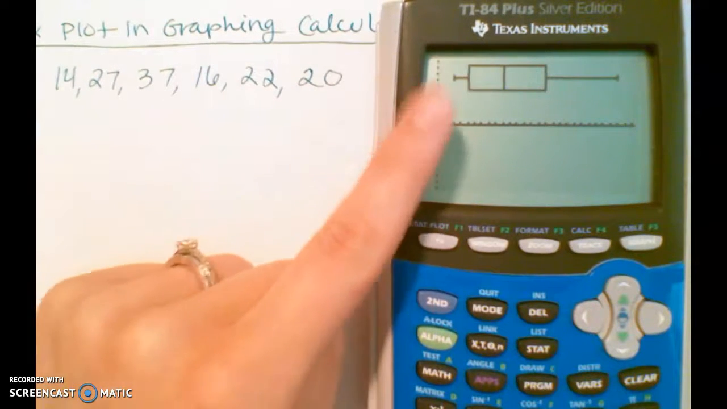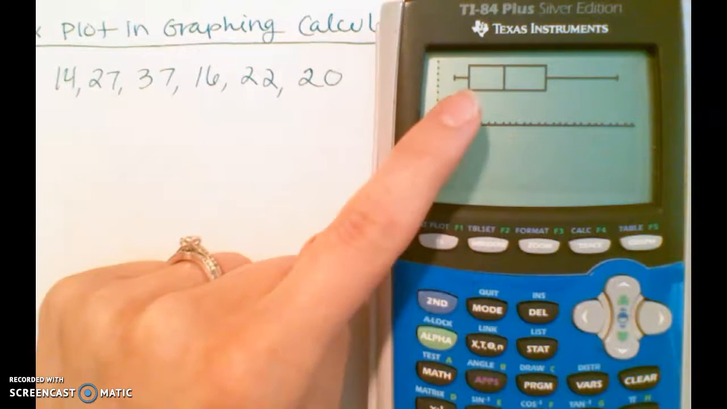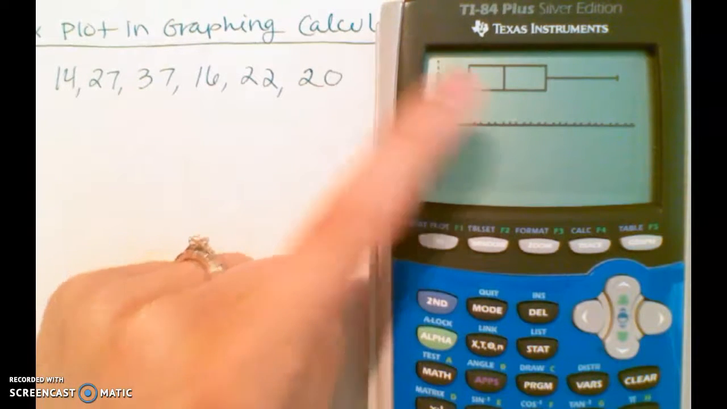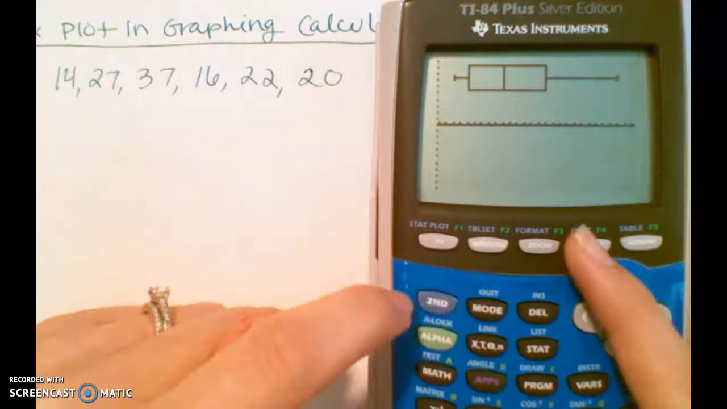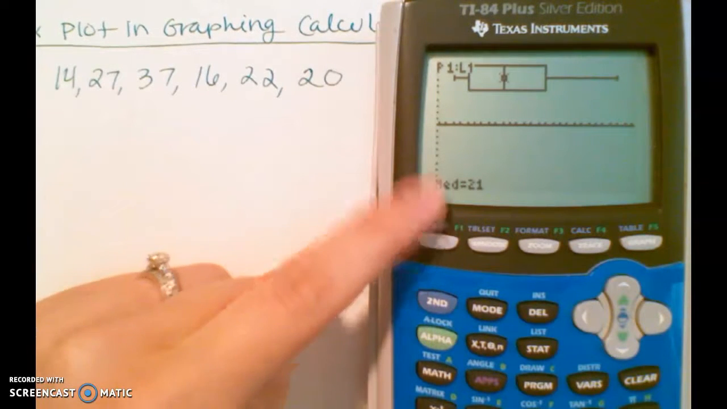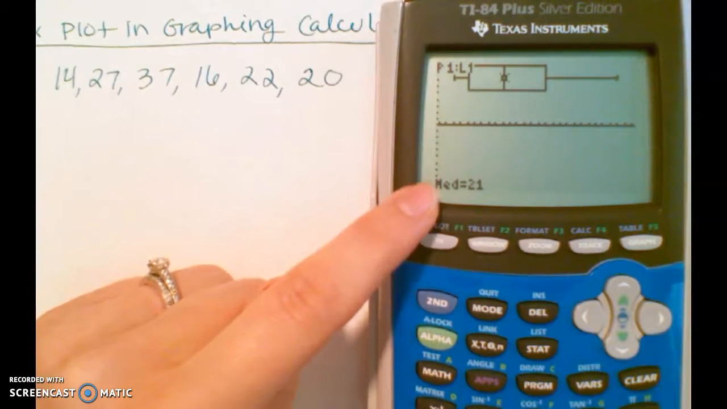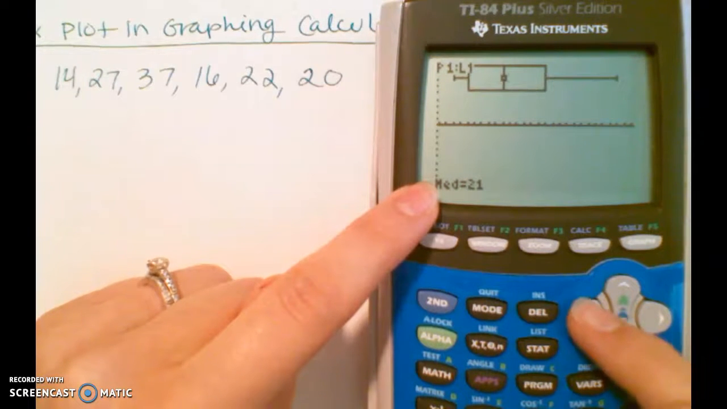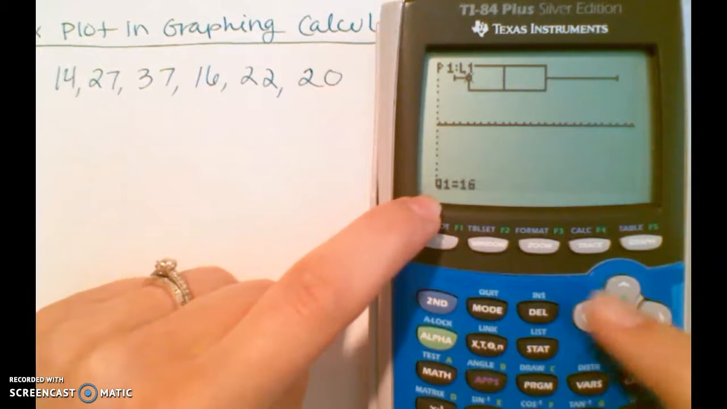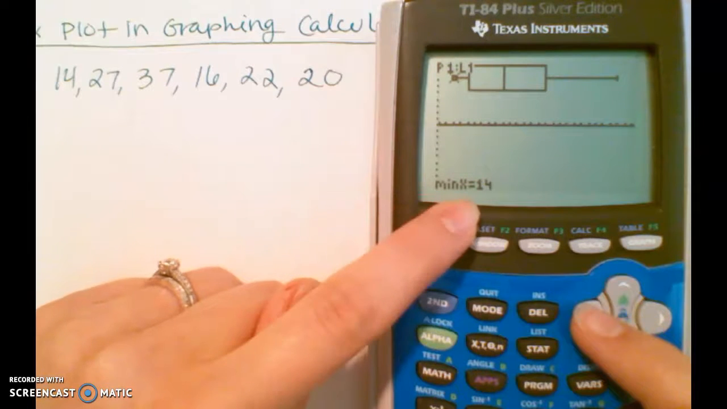Now it's a little unclear what all of this data is. What's the min? What's the median? What's Q1? All of that. So to find those, press trace. It'll put you on the median, and it tells us that the median is 21. If I use the right arrow, I can go see Q1 is 16, minimum is 14.